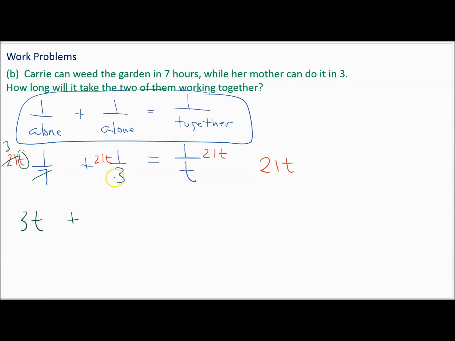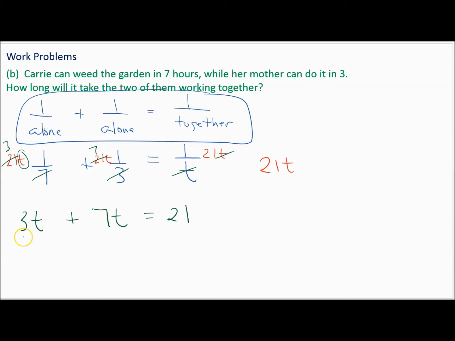Let's try it again. 3 goes into 21 7 times. This 7 times this t times this 1 is 7t. And then on the other side, this t cancels with this t, and I'll have 1 times 21, which is 21. And y'all just call them clearing fractions. So now you simplify this linear equation.